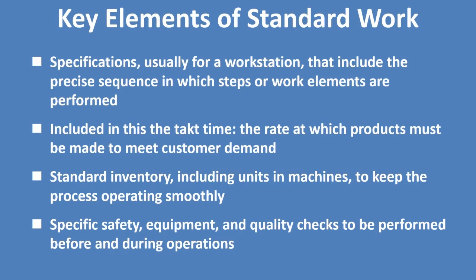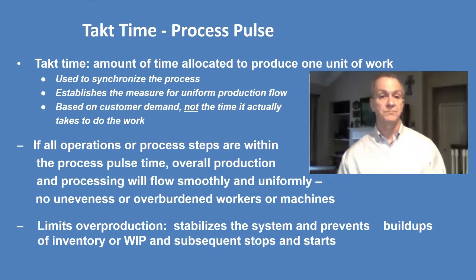Now, some key elements of standard work. There's specifications, usually for a workstation, that include the precise sequence in which steps or work elements are performed. And this can include the takt time, which I'll talk about in a minute, and that's basically the rate at which products must be made to meet customer demand. It includes standard inventory, units in a machine to keep the process operating smoothly, and it talks about specific safety, equipment, and quality checks to be performed before and during operations.